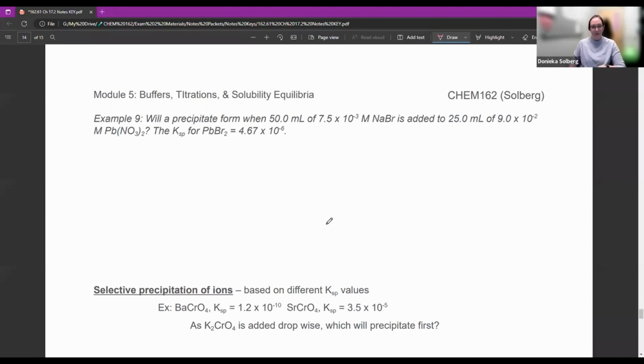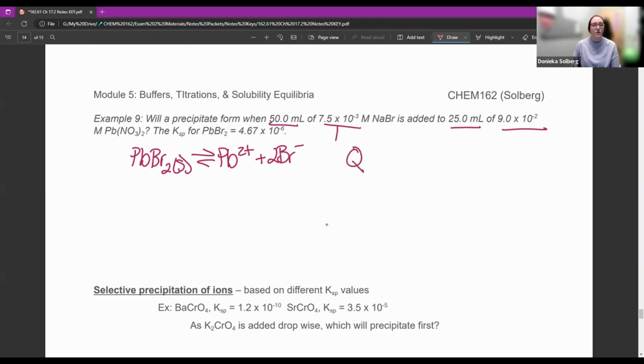We have, oh, my pen is not working. There we go. Okay, so we have 50 milliliters of this, 25 milliliters of this, and I've got Ksp. So this is for PbBr2. So I'm going to go ahead and write out that equation so I know what I'm dealing with. Pb2+ and 2Br-, right? So I need to calculate Q because I'm asking, will a precipitate form?